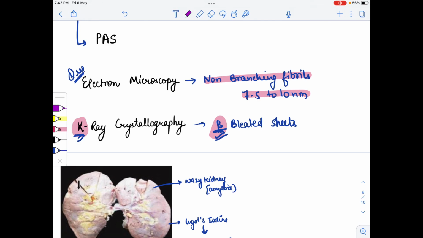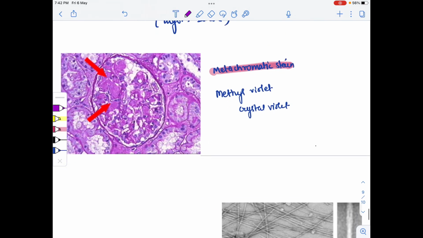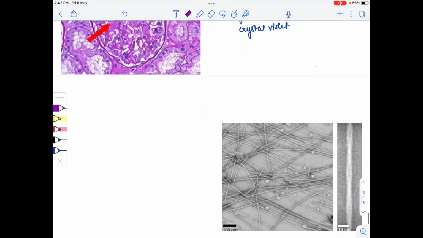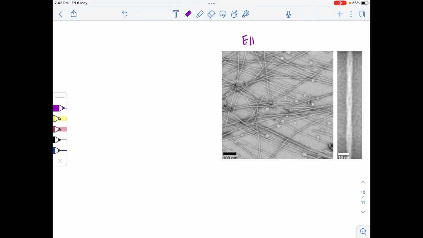Now we will see both the images, of electron microscopy and X-ray crystallography. Here this one is the electron microscopy. Anything in pathology which is seen in black and white is under the electron microscopy. In this image we can easily see some strands, and those strands are straight, meaning they have indefinite length, and there is no branching in them. They are just straight lines.